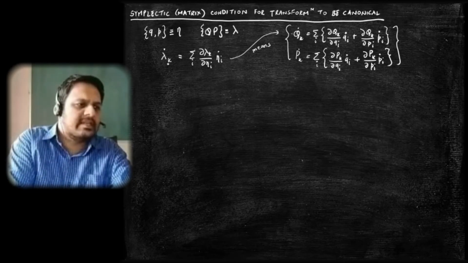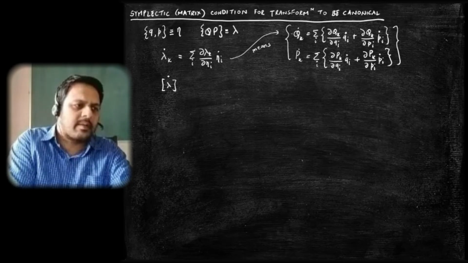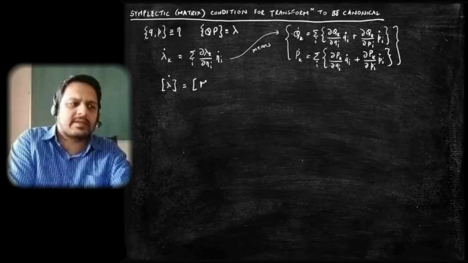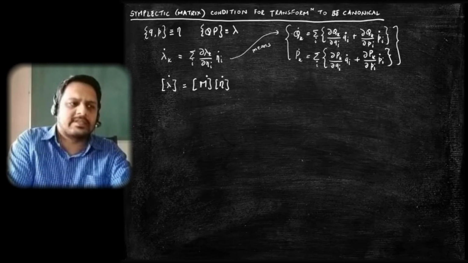Now I can easily look at this and say that lambda k dot I can also write as a column vector, basically lambda dot, and this will be equal to some matrix M times the column vector eta dot. Now what is this M?